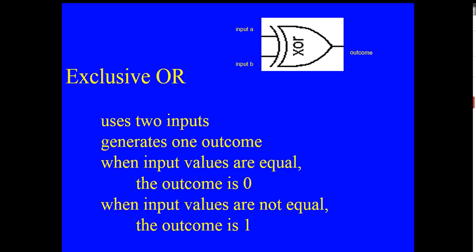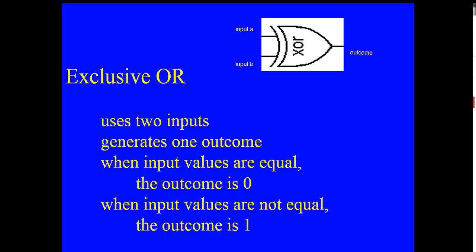It means that if you have the values 0, 0, then your output is going to be 0. If you have the values 1, 1, then your output's also going to be 0. If you have 1, 0, then the outcome is going to be 1. If you have 0, 1, then the outcome is going to be 1.